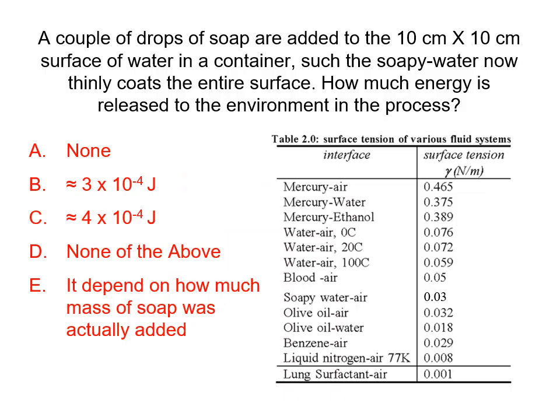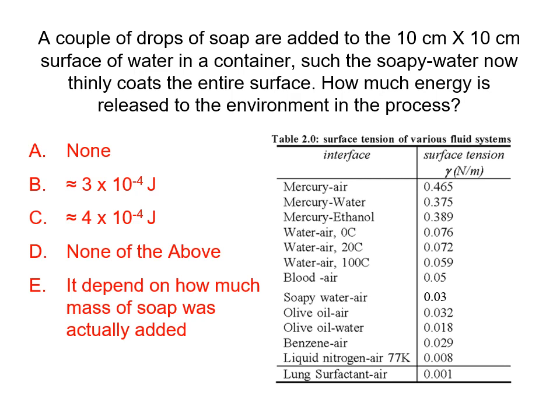So here's a concept question. A couple of drops of soap are added to the 10 centimeter by 10 centimeter surface of water in a container, such that the soapy water now thinly coats the entire surface. How much energy is released to the environment in the process? Here you would want to try to work it out yourself, pause the presentation, and then we'll take it out. So here we go.